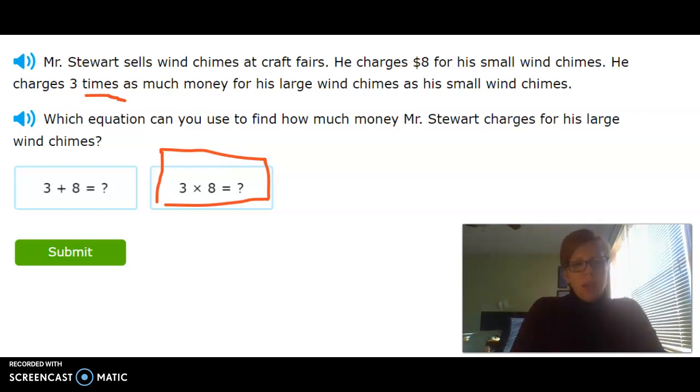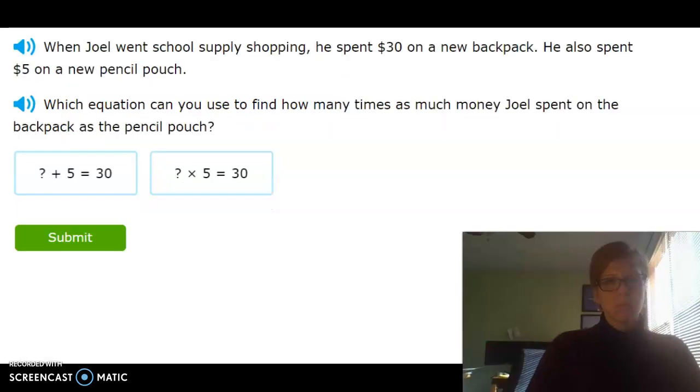Let's do another one. All right, we've got another one here. It says, when Joel went school supply shopping, he spent $30 on a new backpack. He also spent $5 on a new pencil pouch. Which equation can you use to find out how many times as much money Joel spent on the backpack as the pencil pouch? Oh, my friends, we should have seen right there the keyword that will help us to know if we are multiplying or adding. The words how many times.